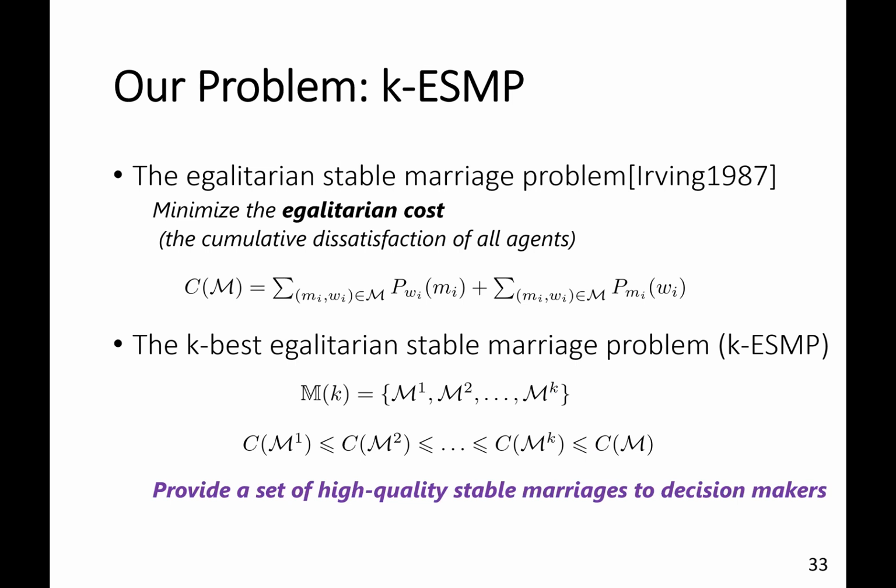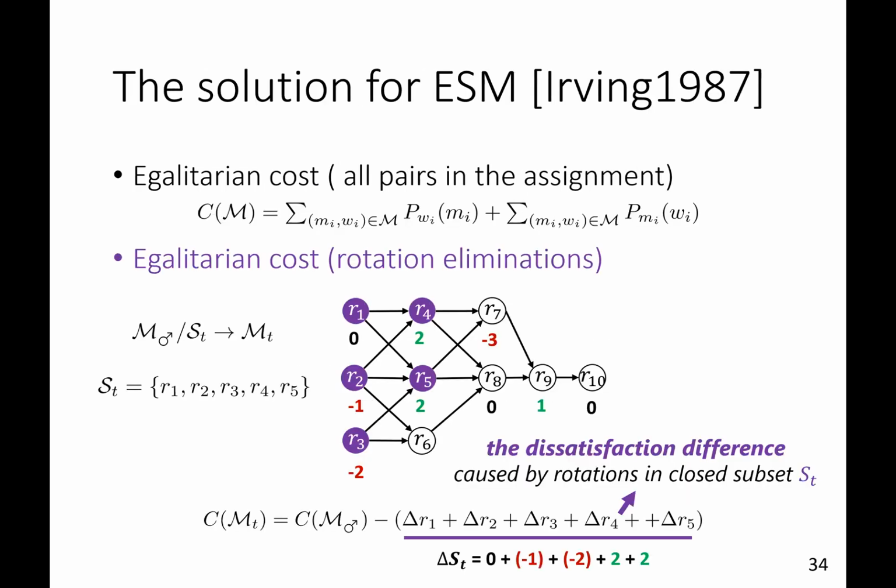Before this, how do we find the best solution? With the structure of all stable marriages, we don't have to scan all the pairs in the assignment to calculate the egalitarian cost. For example, when eliminating rotation 1 to rotation 5, the egalitarian cost of the corresponding stable marriage is the egalitarian cost of the male optimal stable marriage minus the dissatisfaction difference caused by the rotations in this closed subset.